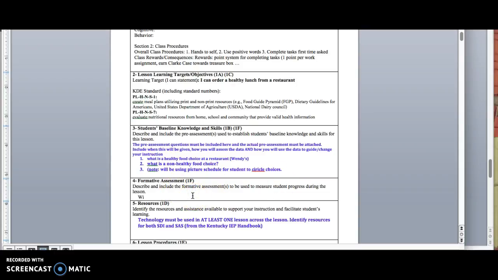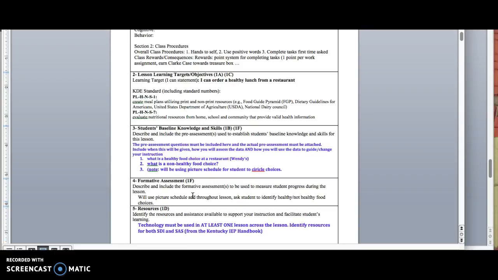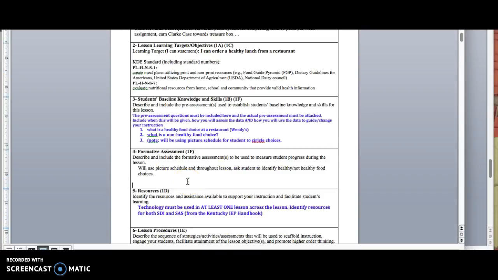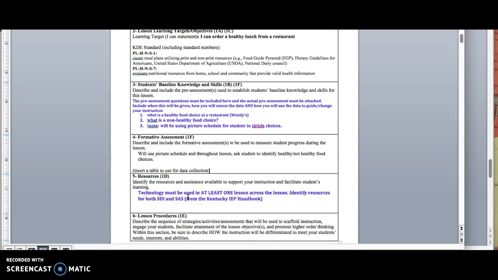My formative assessment will use picture schedule. And throughout lesson, ask student to identify healthy, not healthy food choices. And then I will insert a table to use for data collection. And you'll go ahead and make that table, but I won't take our time to do that.